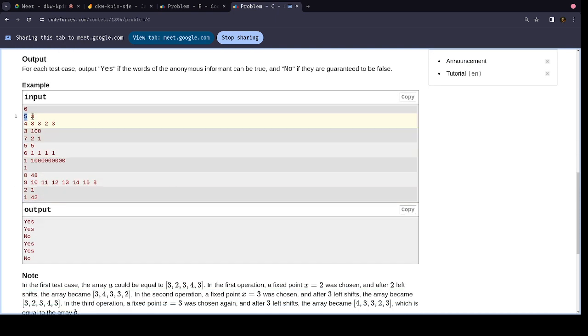So 5 is the length of the array, 3 is the number of times we have performed the operation, and this is the B array. Basically, this is the resultant array.